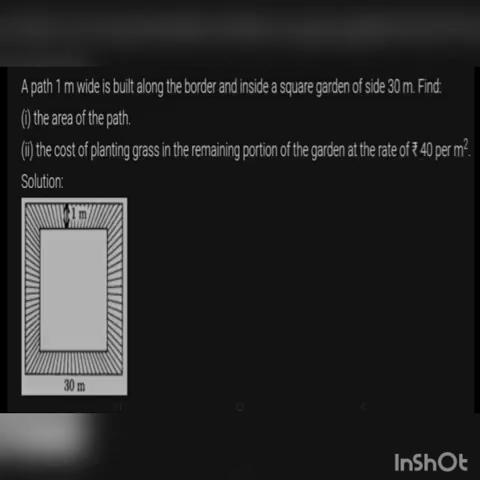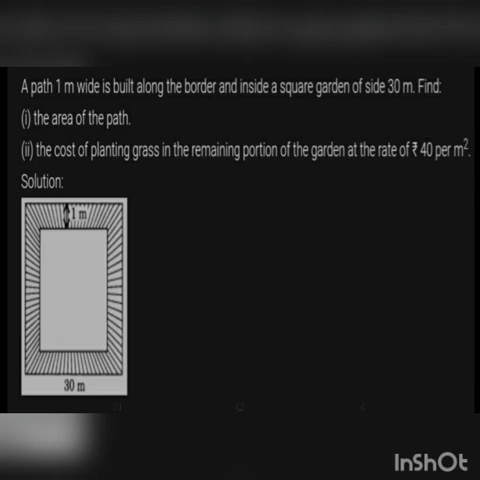Next question. A path 1 meter wide is built along the border and inside a square garden of side 30 meter. Find the area of the path, and the cost of planting grass in the remaining portion of the garden at the rate of rupees 40 per meter square. So this whole is the square garden and its side is 30 meter. Inside this square garden, a path 1 meter wide is built. We have to find the area of this path and the cost of planting grass in the remaining portion. Same type of question.